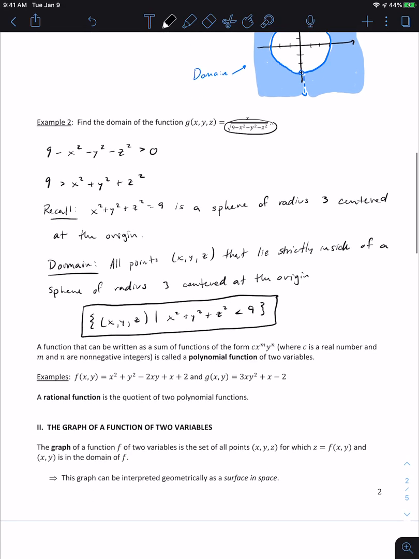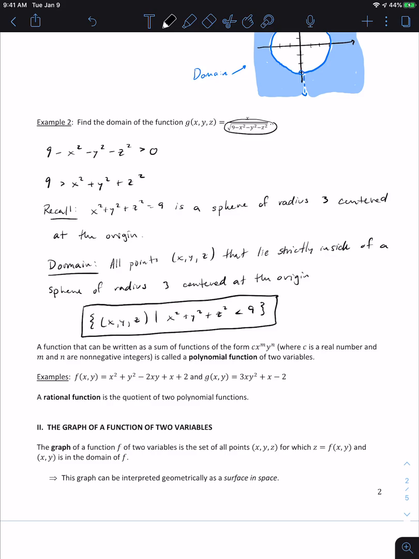Okay, so a function that can be written as the sum of different functions of the form some constant c times x to some power m times y to some power n, where c is just some real number and m and n are non-negative, is called a polynomial function, right? So in other words, anytime I just have positive powers of my variables, right? I don't want negative because that means throw it in the denominator, and I don't want fractions because that means take roots of it. But anytime I just have non-negative whole numbers for my powers of x and y, and I multiply them together and add them up, that's what's called a polynomial, much like what a polynomial is called in one variable.